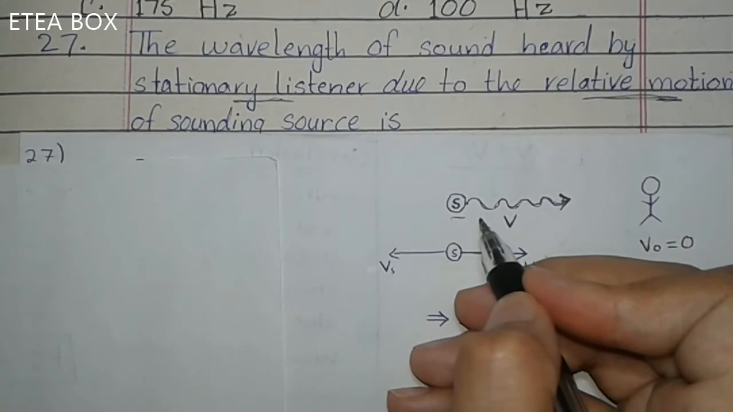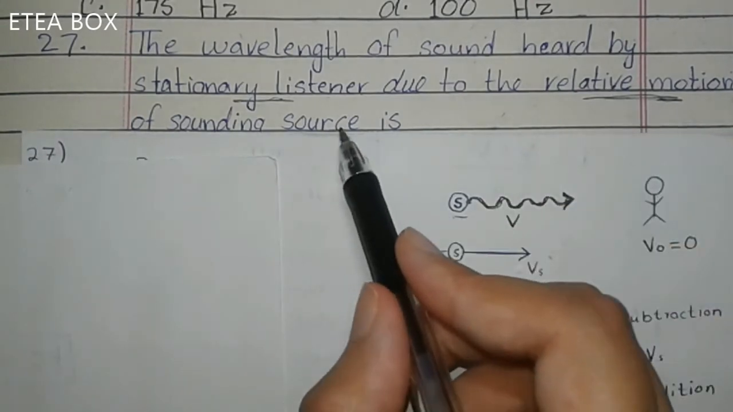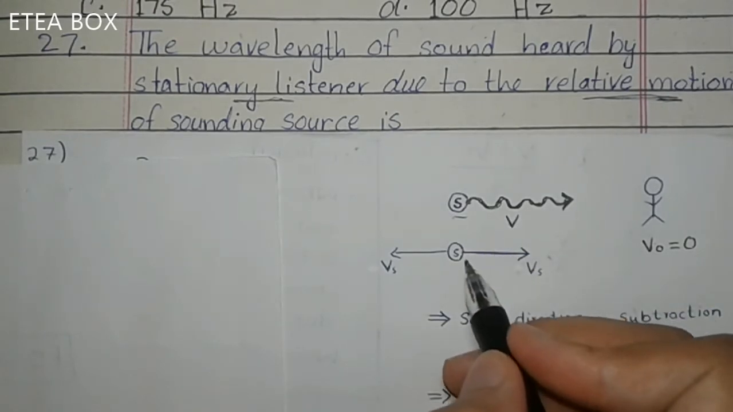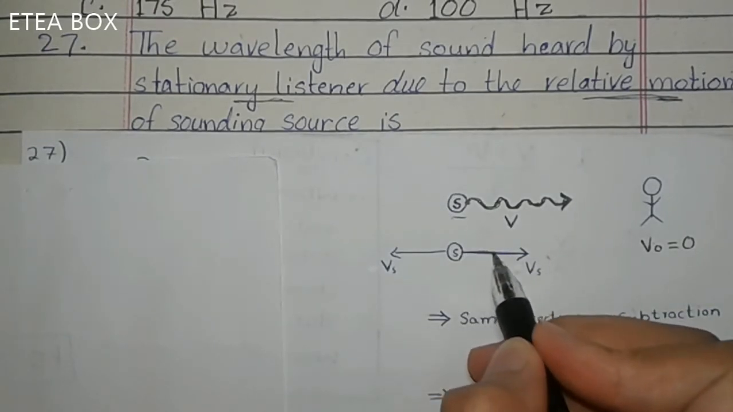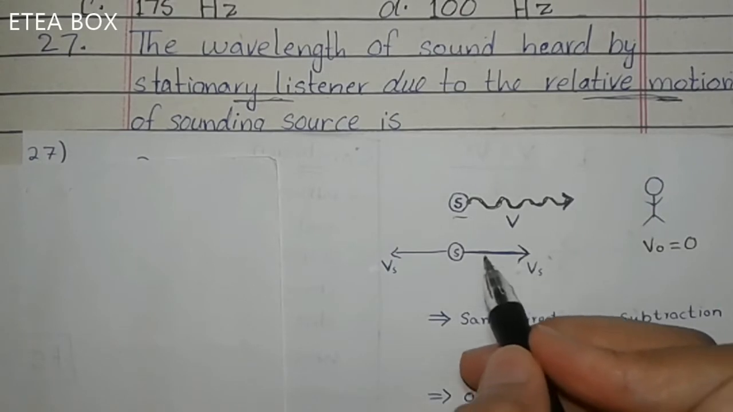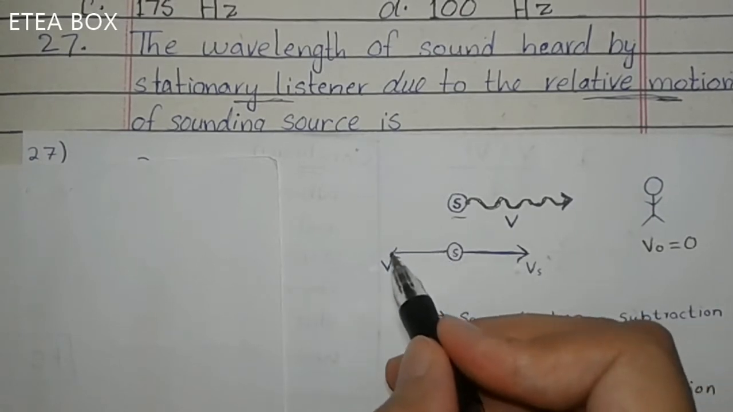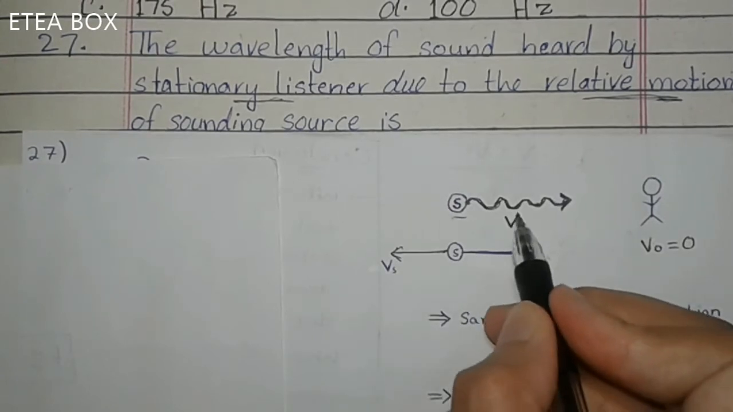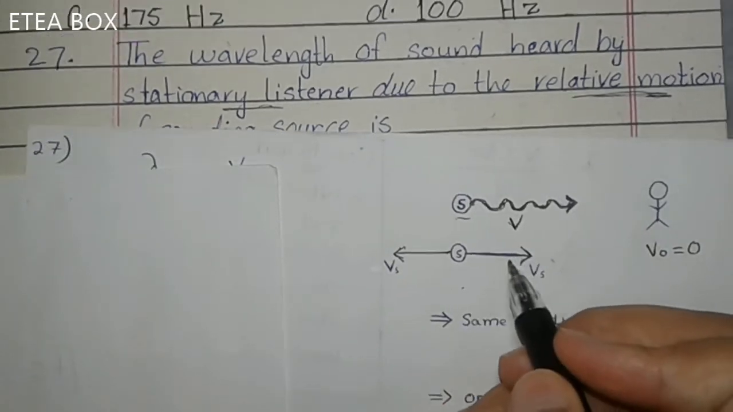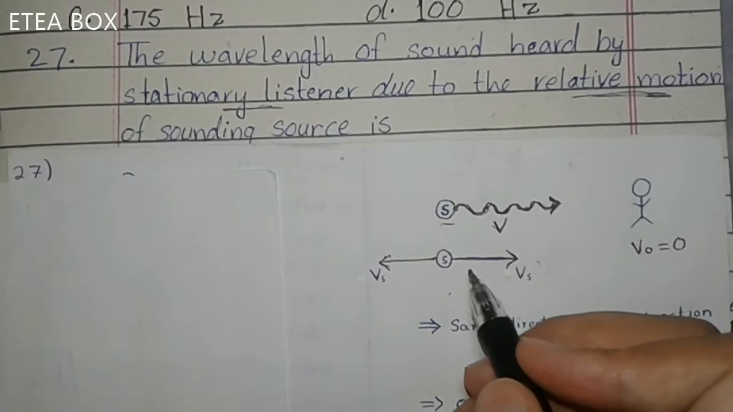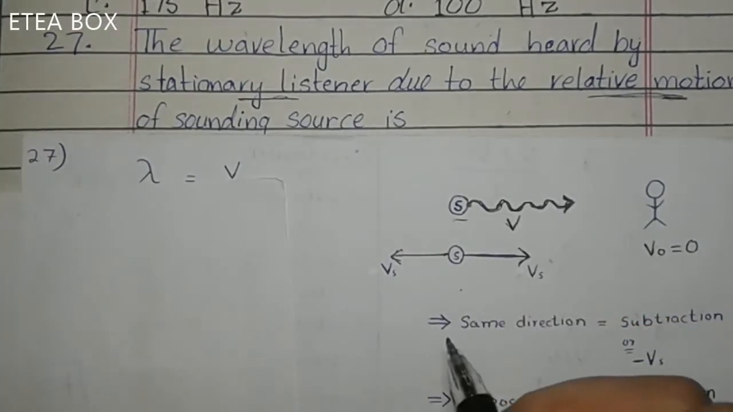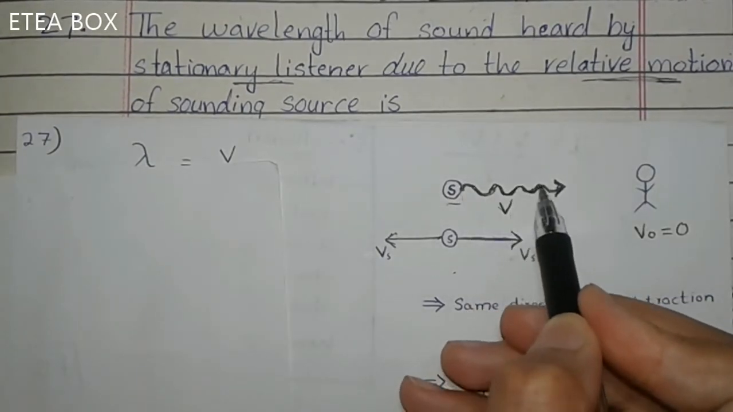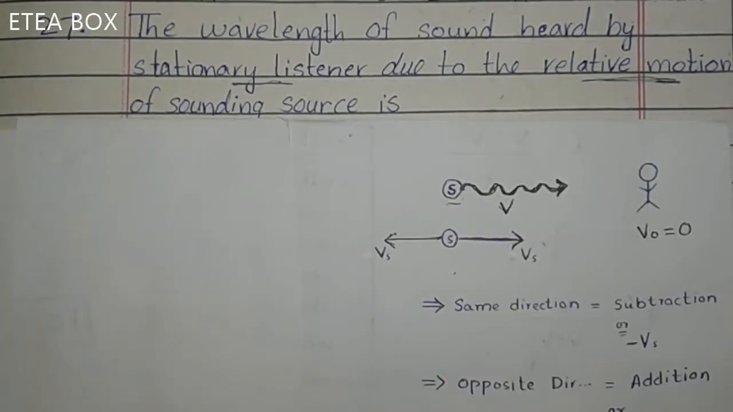Now look at here. We know that here the relative motion of the sounding source is given, which means that the direction is not given. So there are two possibilities. The motion of the source may be in that direction, or the motion of the source may be in the opposite direction. Here V is the speed of sound, and Vs is the speed of the source. Now take the speed of sound as reference.